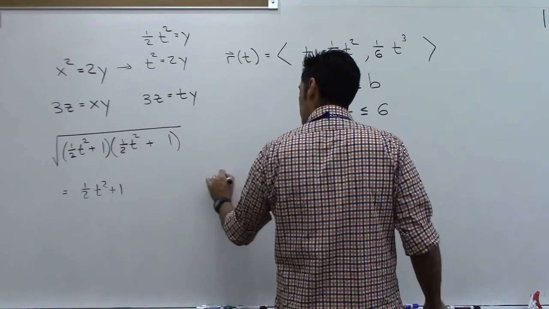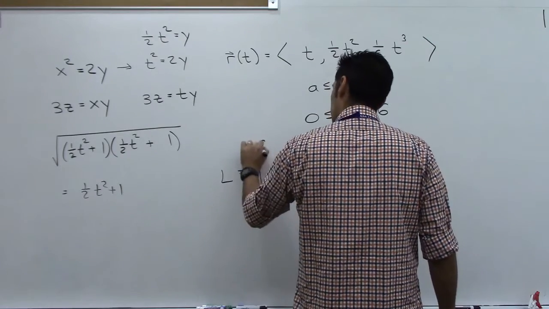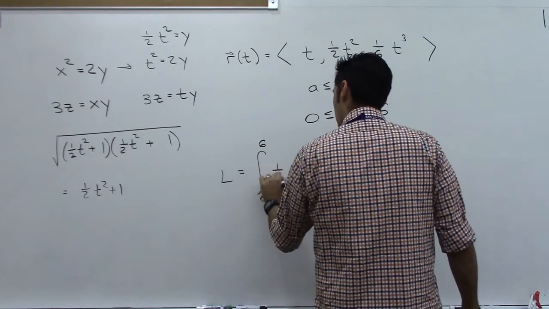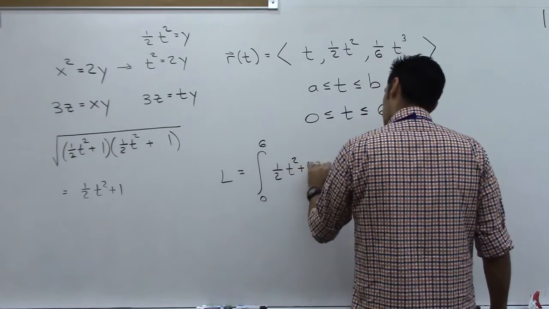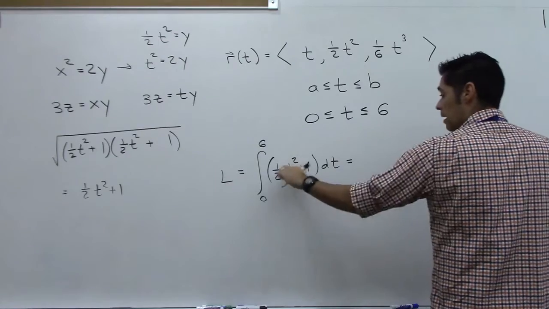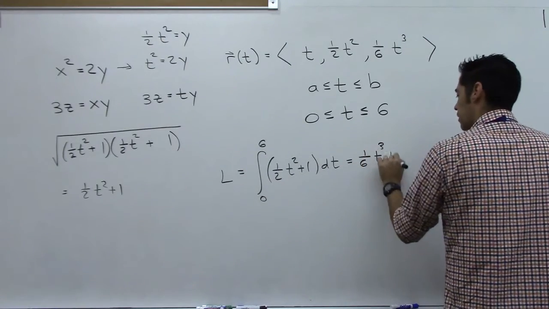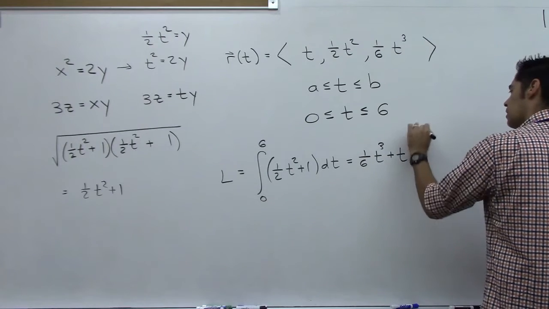So what I'm going to do now is say that the length of this is going to be the integral from 0 to 6 of that, 1/2 t squared plus 1 dt. Take the antiderivative there, you get 1/6 t cubed. Antiderivative here is just t, from 0 to 6.